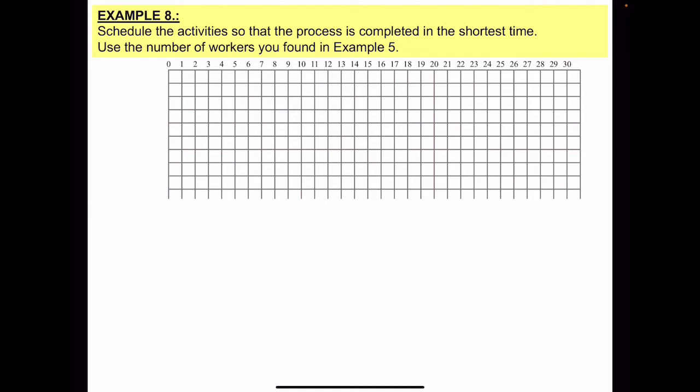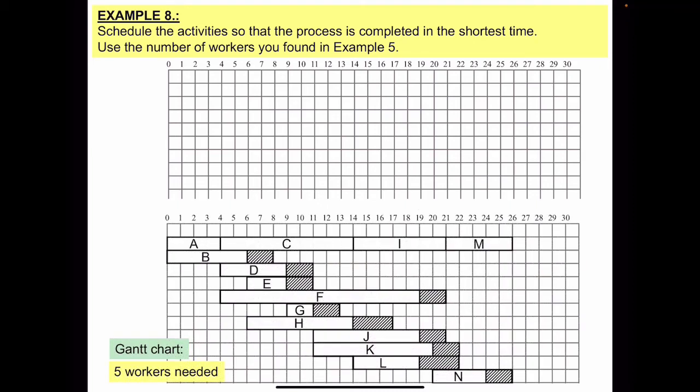So let's look at example 8. We need to schedule the activity so that the process is completed in the shortest time. Use the number of workers you found in example 5. So this is for example 5, that's what we have done there. And we found out that we need 5 workers because on day 19 it was the maximum number of workers needed at any given time during the project, which is the minimum number of workers that you need for the whole project. So I need 5 workers.